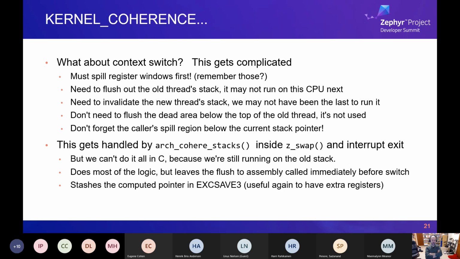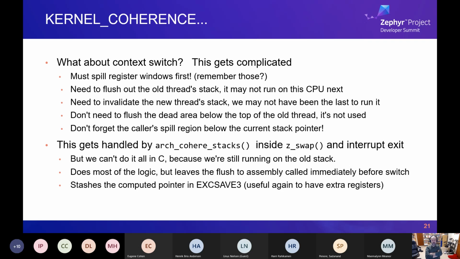But unfortunately, context switch gets kind of complicated in this case. Remember the register windows? Well, if you're going to make a context switch, now you actually do have to spill all your register windows, because again, your CPU may not be the next one to run this, and you can't have stuff on another CPU be sitting in GPRs. You need to flush out your old thread's stack, right? You've made modifications to your stack. You need to flush it. You don't need to flush the bottom where you haven't touched it, because you don't have any modified data there. But you do need to flush everything that's active, everything between your stack pointer and the top.